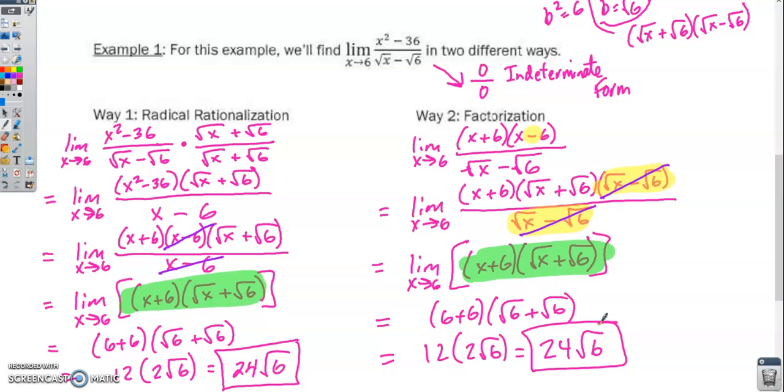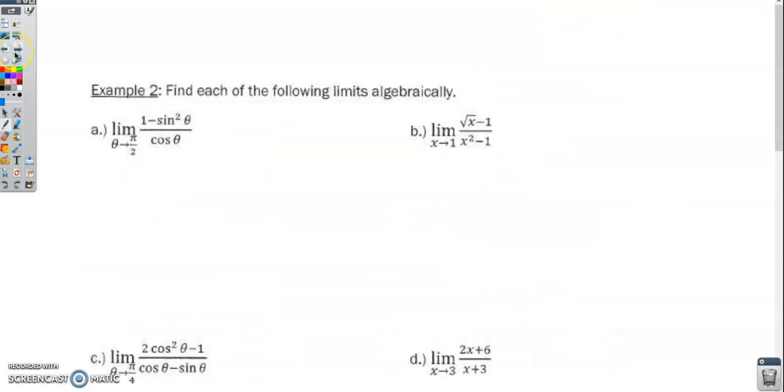All right. The rest of this lesson just consists of more examples. We'll look at situations and talk about things that can and do happen in these. So let's go ahead and start with part A, the limit as theta approaches pi over 2 of the quantity 1 minus sine squared of theta over cosine of theta.